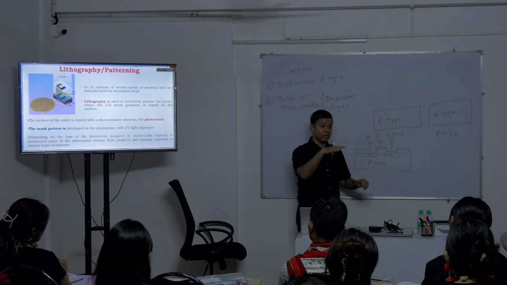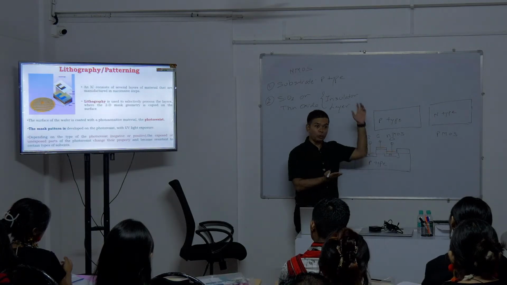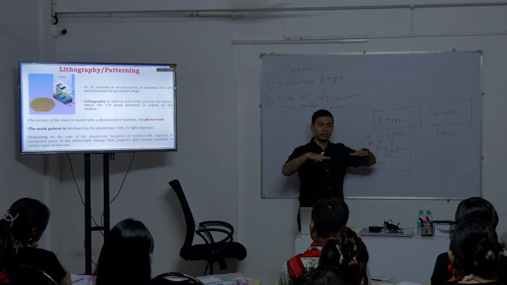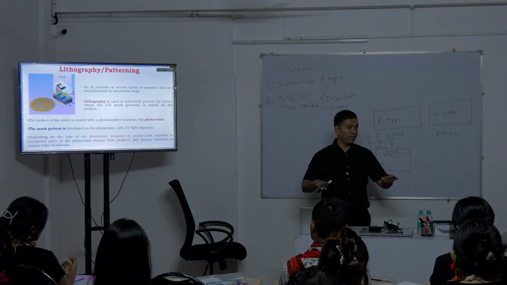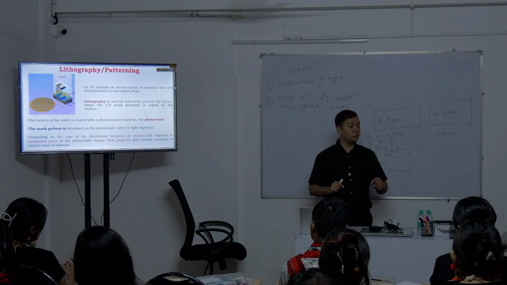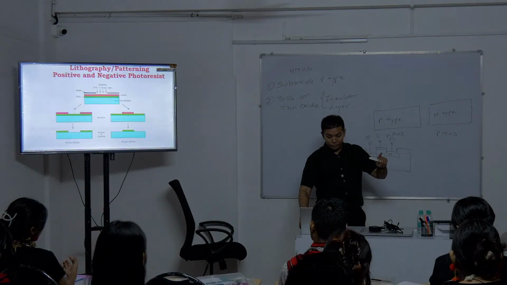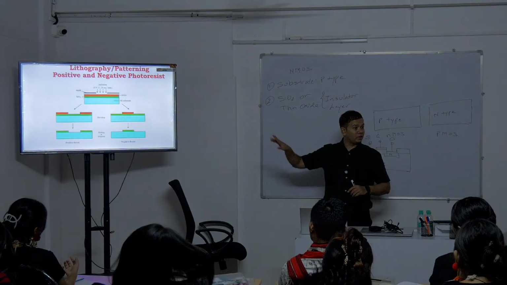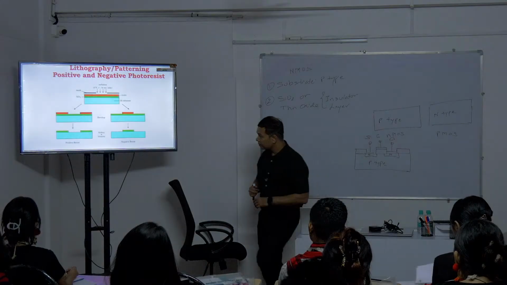So at every stage we need to deposit, and then we need to take it out. Whatever we want will remain over there, and what we don't want will be removed. And that will be done using the photolithography process. Now photolithography also has two different methods. This is very easy to understand if you consider your nails, how you are doing it.